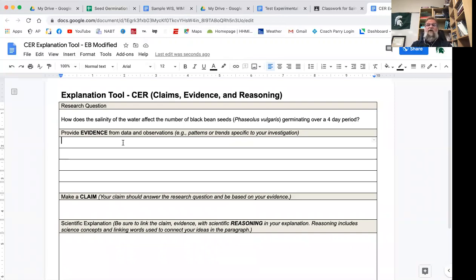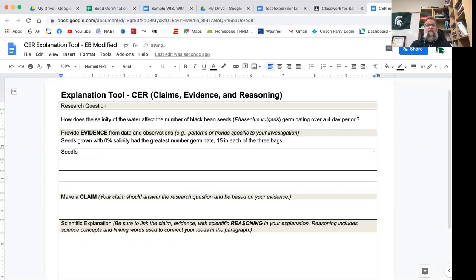So I'm going to add this information into here. Seeds grown with 0% salinity had the greatest number germinate. 15 in each of the 3 bags. Something to that effect. That's a factual statement that I can pull from the evidence.